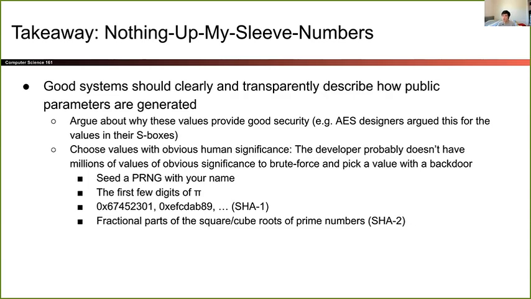So what we want to do is create numbers where you can easily verify that there's nothing about these numbers that would allow the creators to have a backdoor. They're just there because the creator needed some numbers to put into their algorithm.